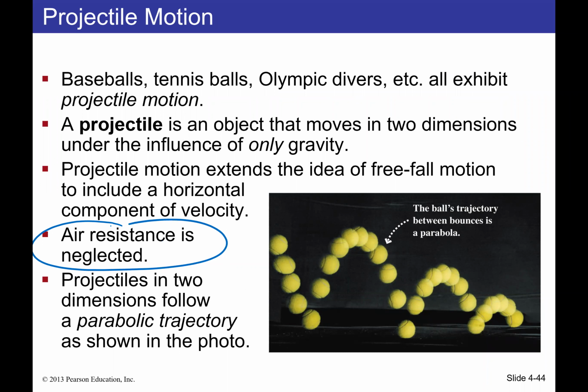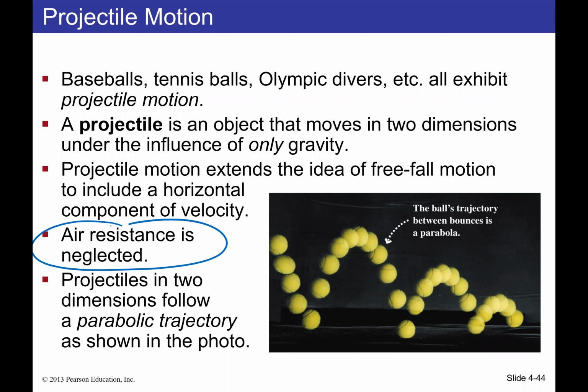The difference here is that in the previous chapter, chapter 2, when we talked about one-dimensional free fall, we assumed that the object only goes up or down. That means there's only vertical velocity, and only vertical position change and things like that.